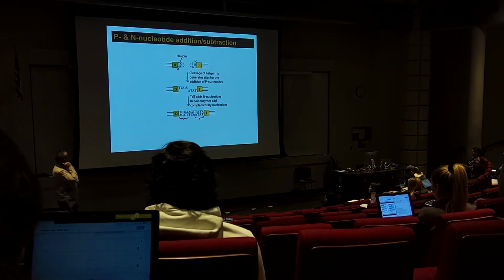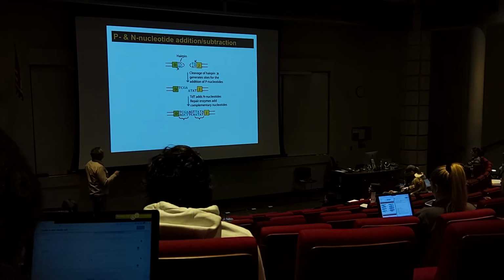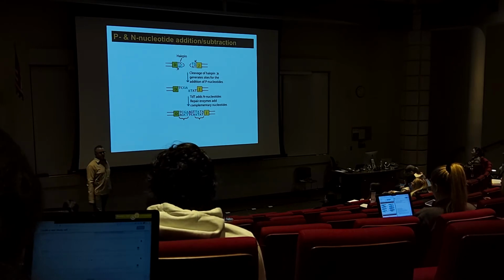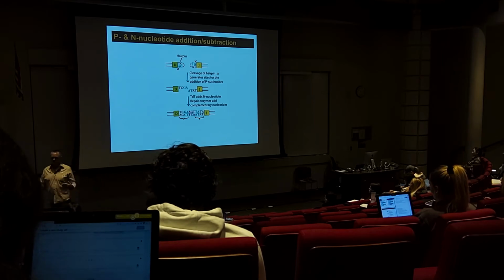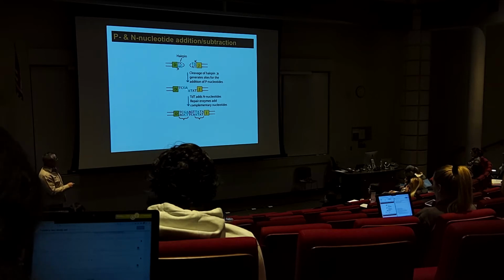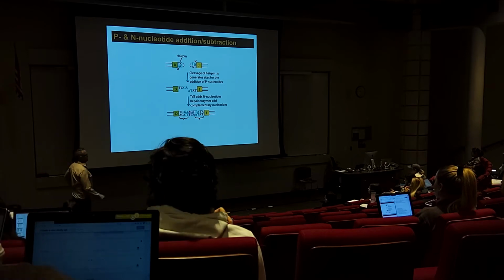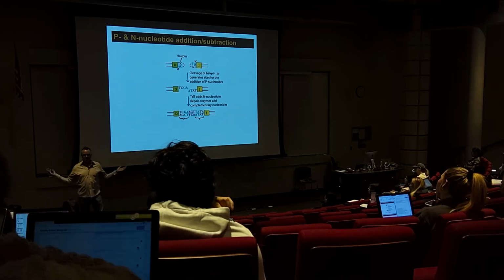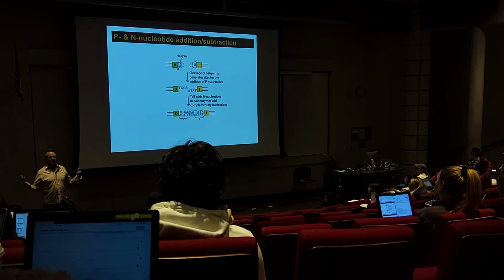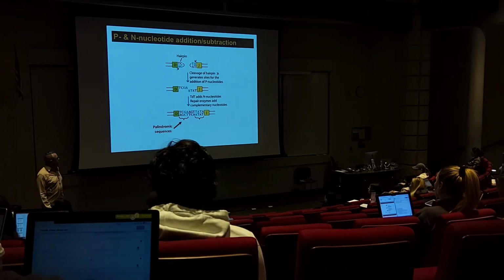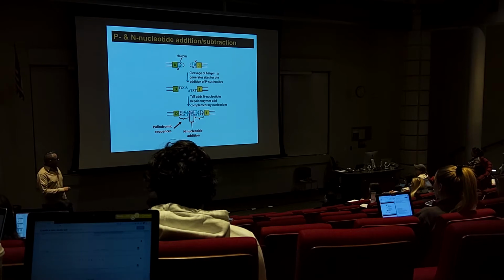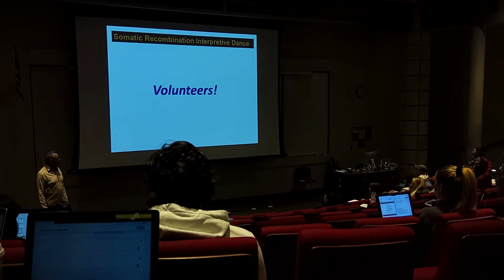This is another way of looking at it, right? Here are our hairpins that are formed after RAG cuts the ends off and makes the hairpin. Depending where Artemis cuts, it's not always going to cut right here at the end, it's just for illustration, and you get these P nucleotides. Then you fill in with non-templated nucleotides in the middle. The exonuclease removes the ones that are not going to match together, and then you fill in the rest. So those are your palindromic sequences, and these are your non-templated sequences.